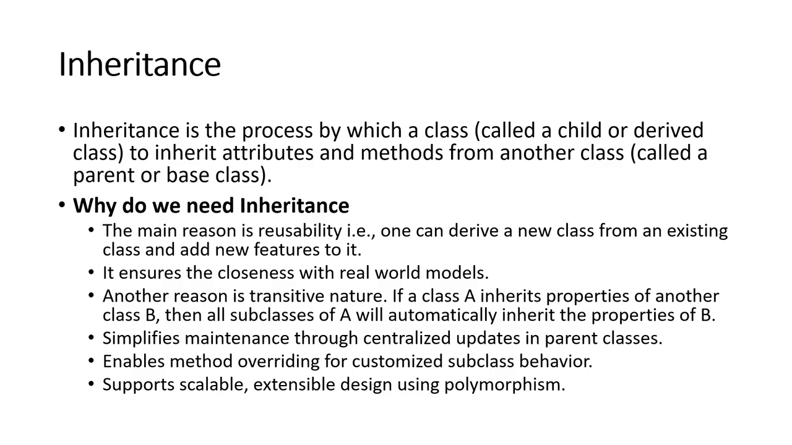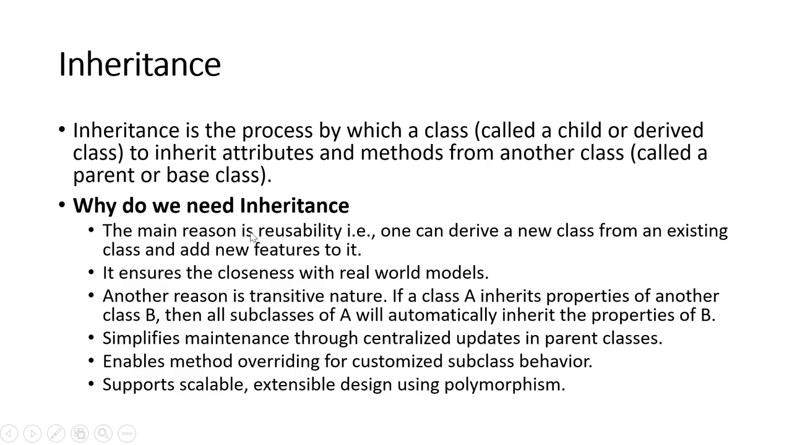Inheritance is a process in which a class, namely called the child class or derived class, inherits the properties, attributes and methods defined in another class. That is called the base class. So here you may have a base class, and that will be inherited by one or more child classes. That is the concept. In this way the child class can use the variables and methods defined inside the base class.